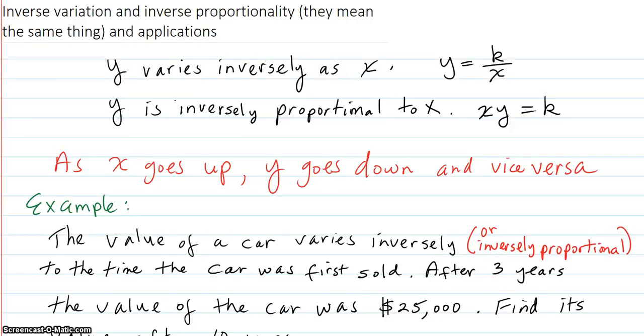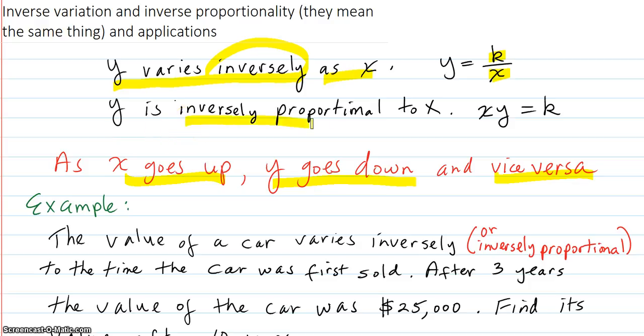Inverse variation and inverse proportionality mean the same thing, and applications. So y varies inversely as x. What does that mean? y equals k over x, meaning when x goes up, x gets bigger in the denominator, so that whole fraction becomes smaller, so y becomes smaller. When x goes up, y goes down, and vice versa.